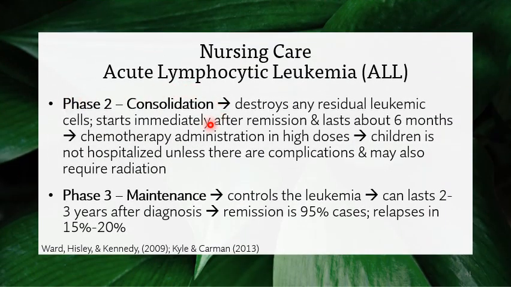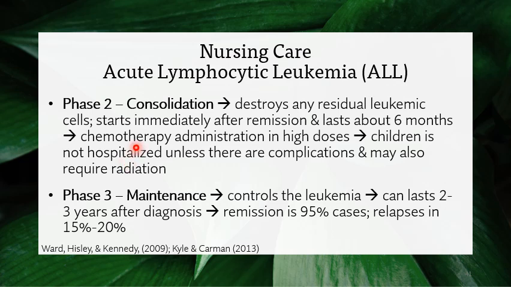What else is phase 2? So we do consolidation. After phase 1, the remission induction kills everything, we then continue to destroy all the residual leukemic cells. We start immediately after the remission and it lasts about 6 months. Here we give chemotherapy in high dosage. We want all the cells to be gone, and sometimes, if needed, we may also require radiation.